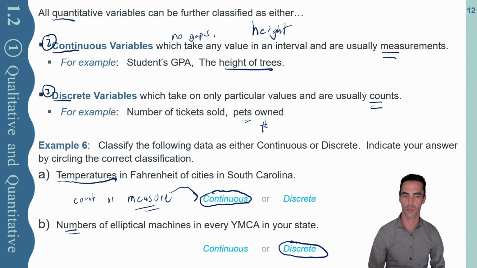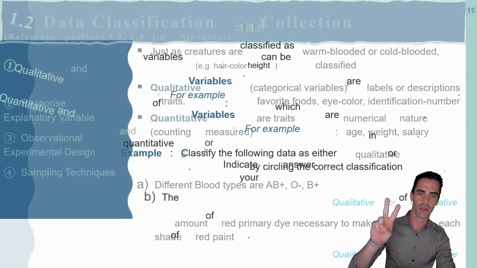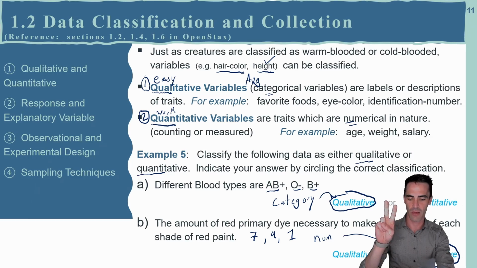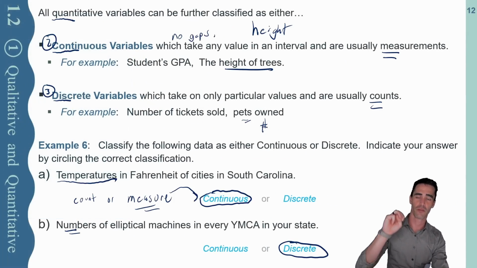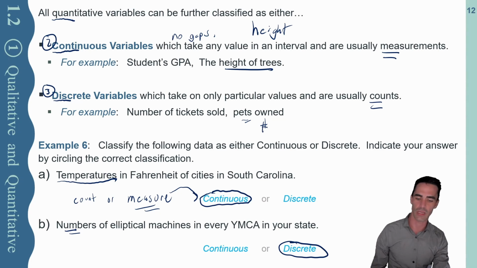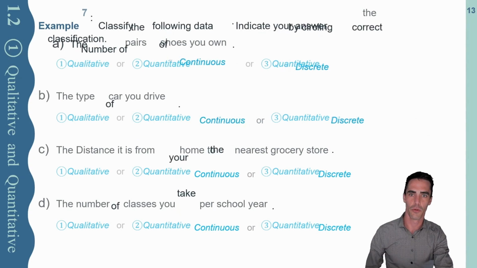So this is our further breakdown. Again, there's two big categories: there's qualitative and quantitative. That's the big breakdown. But then we can further break the quantitative ones down into continuous and discrete. So really, again, 3 categories in total.